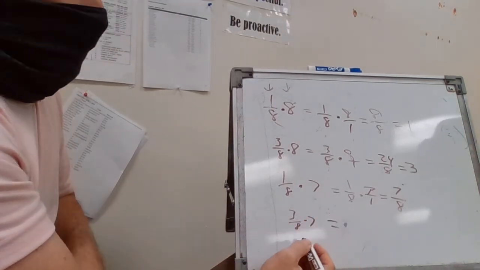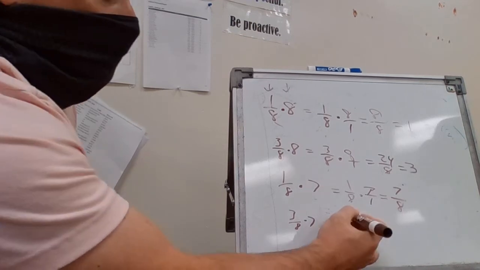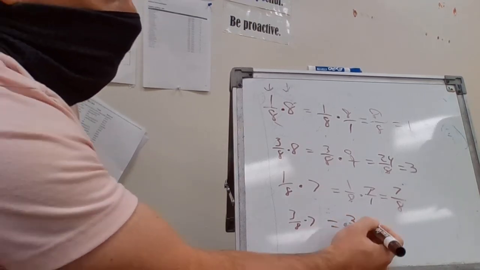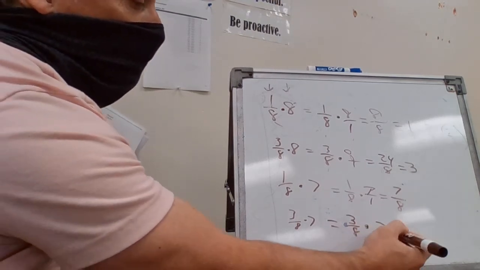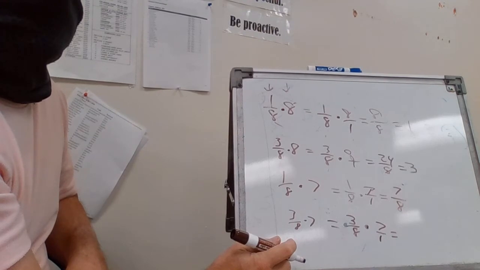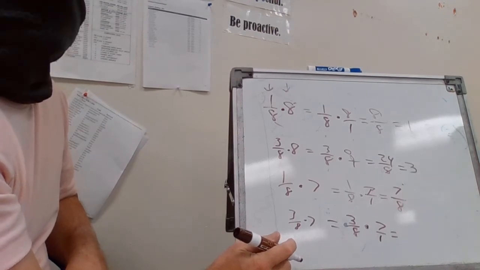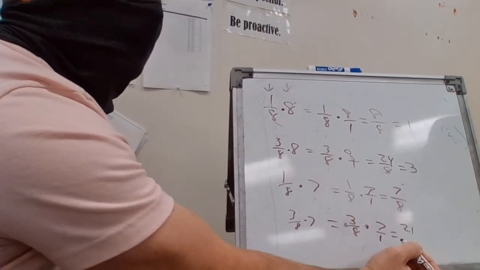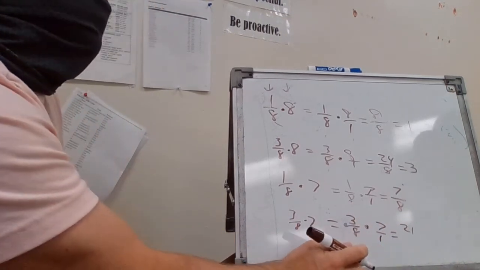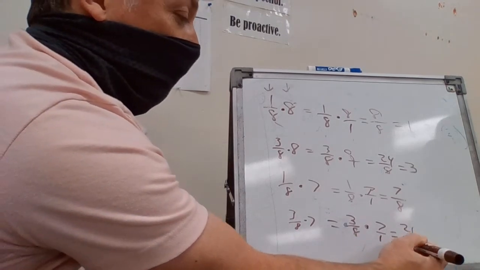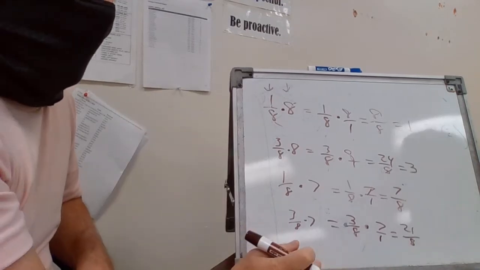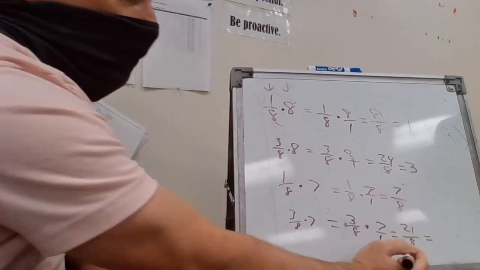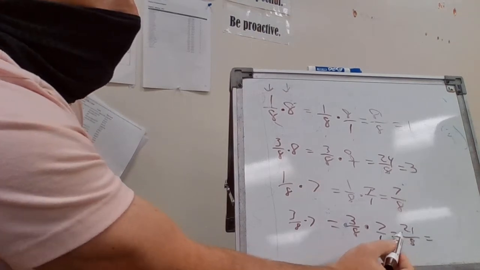All right. Tell me what's right here. 3/8 times 7/1. 7 times 3 is 21, over 8. 21 over 8. Okay. Right now I'm satisfied with that, but we need to know that it can reduce. How many times will 8 go into 21?